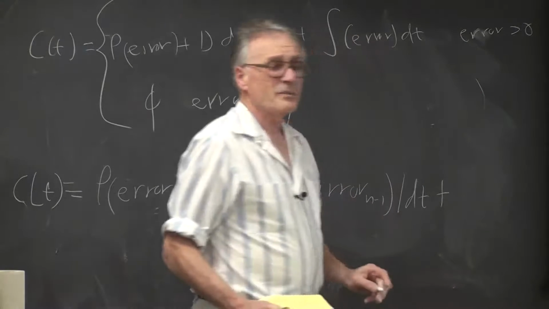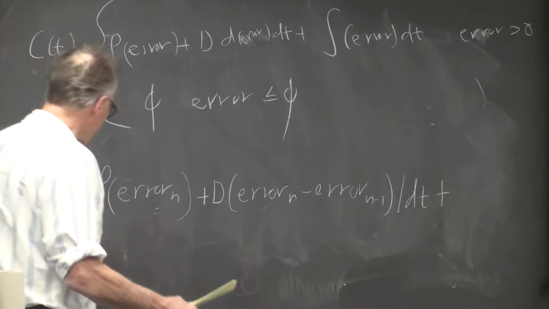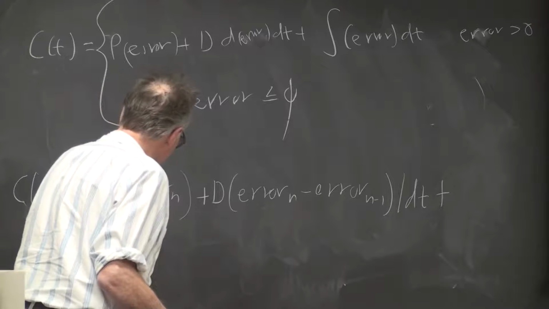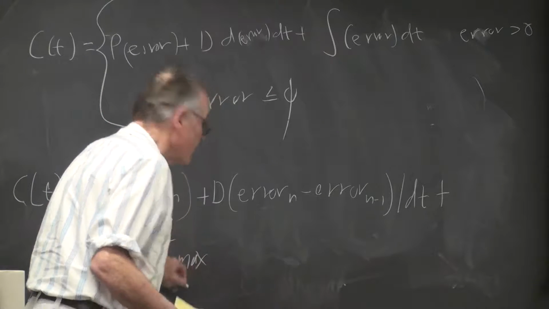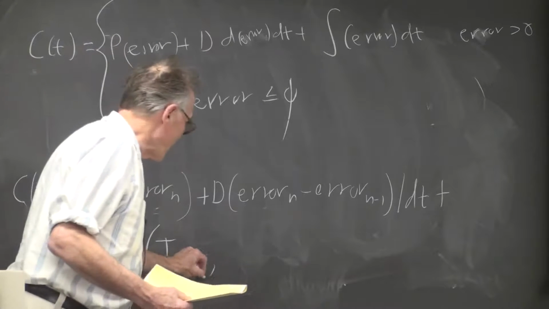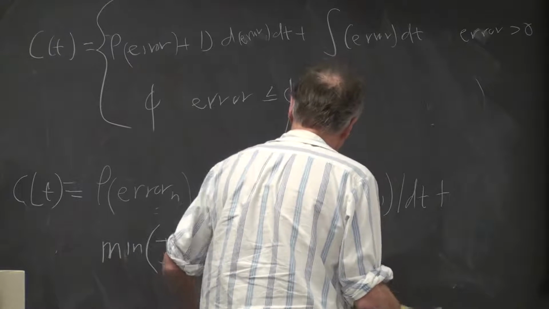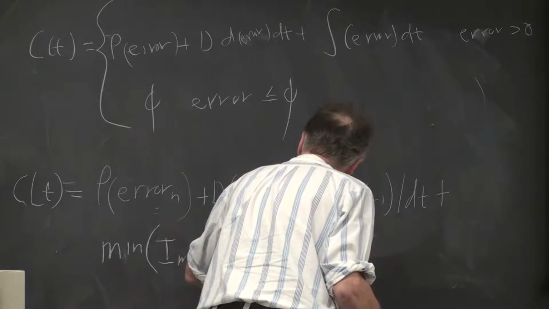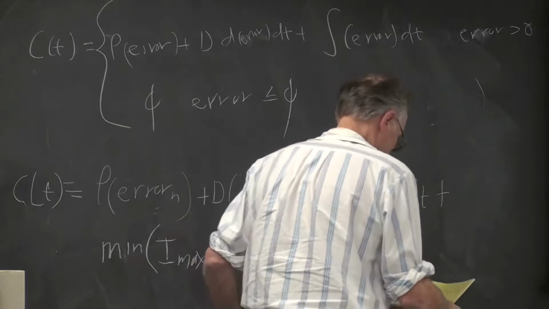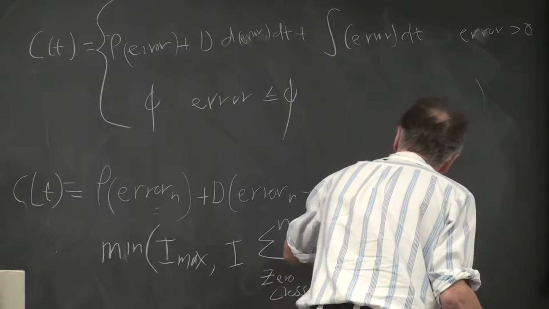plus, experience shows that if you let the integral grow without bound, bad things happen. So we're going to do a nonlinear limit. We're going to do the min of some I max, which you get to choose, but is the maximum allowable integral term. Min of I max and I times the sum from 0 crossing to n of the error at n times dt.